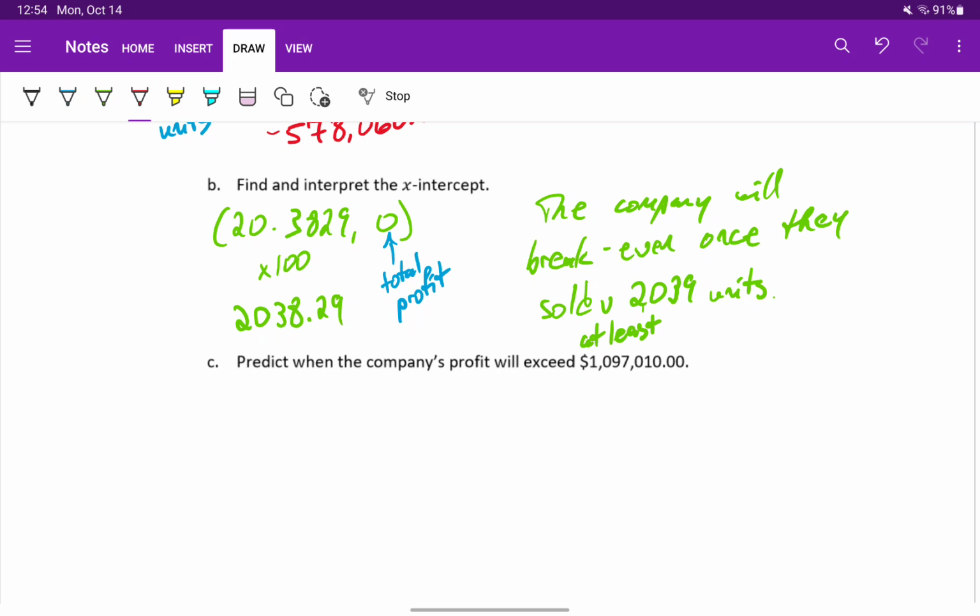Then we want to predict when the company's profits will exceed $1,097,010. Keep in mind the first thing that we need to do is divide this by 1,000 because the function gives us total profit in thousands of dollars. So this is 1097.01.